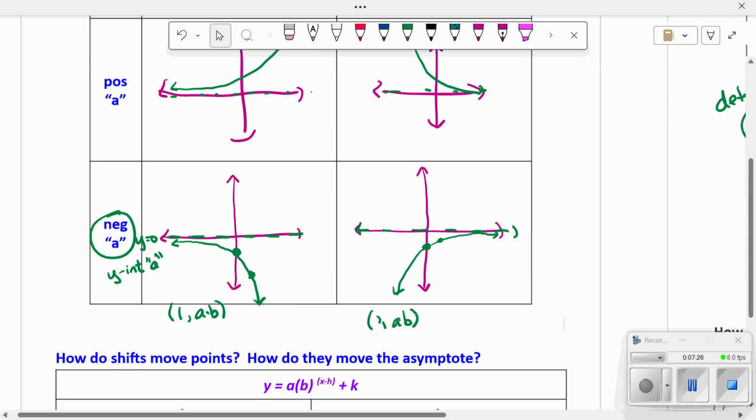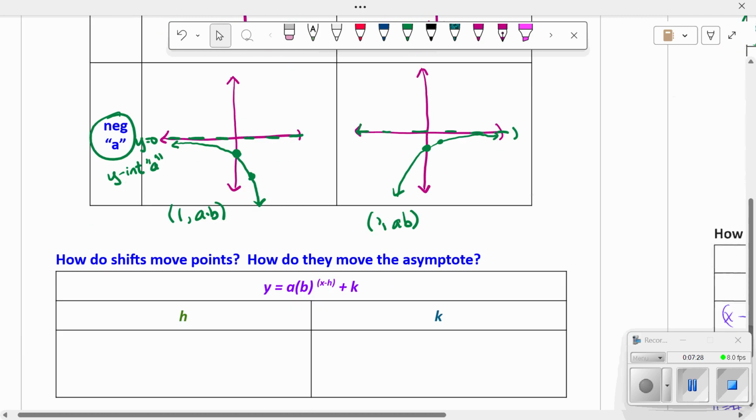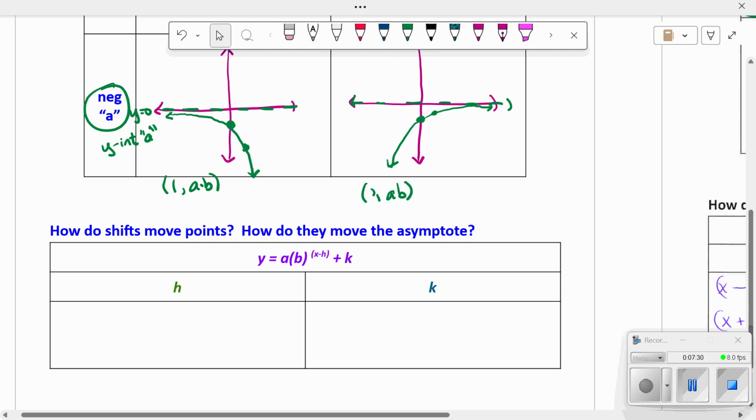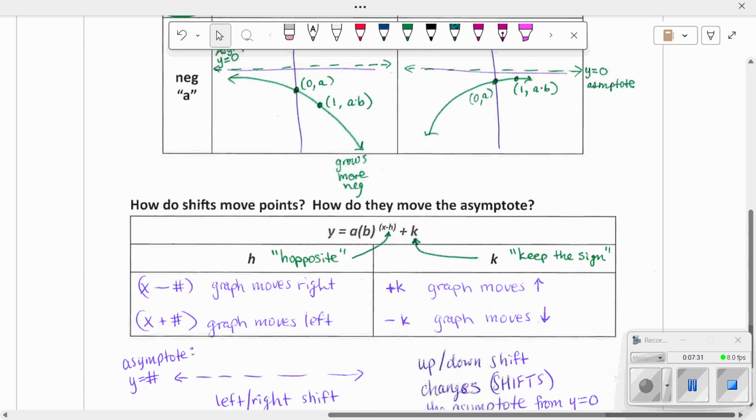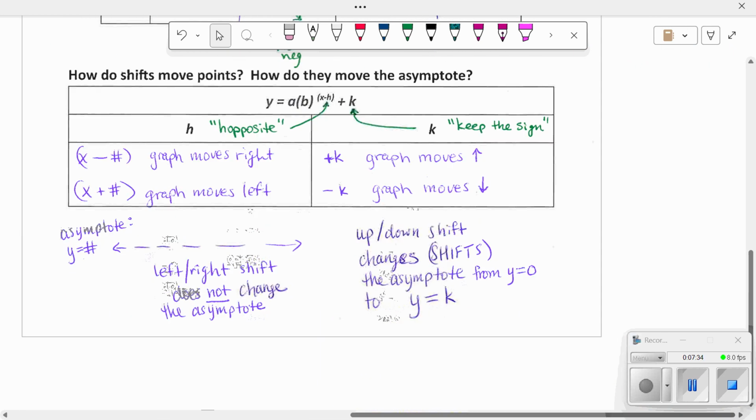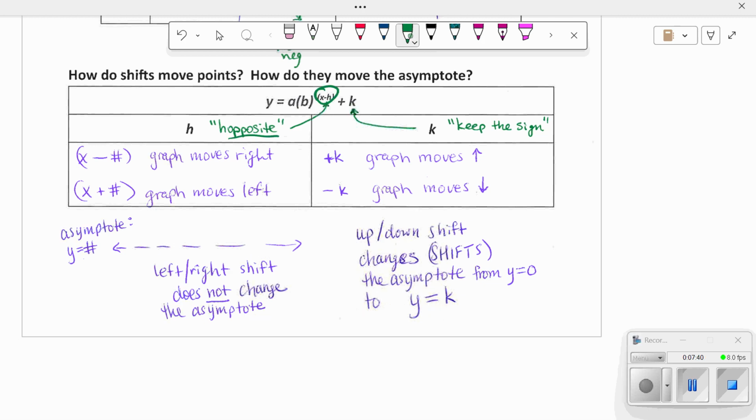Now, from here, this is my base, but the equation can shift left to right. Here's what we got that you're copying in. Inside here, next to your x, your h is the opposite. X minus h feels like it wants to go left, but it's the opposite. X minus a number moves right, where x plus a number moves left.